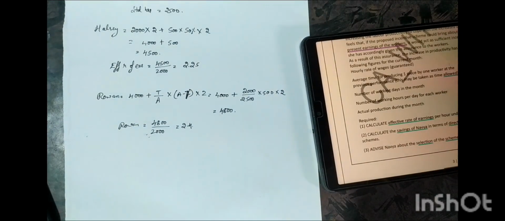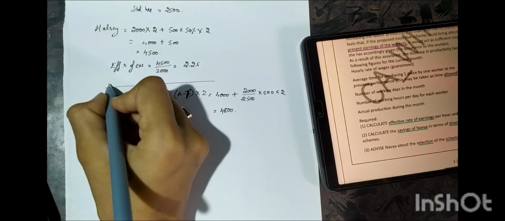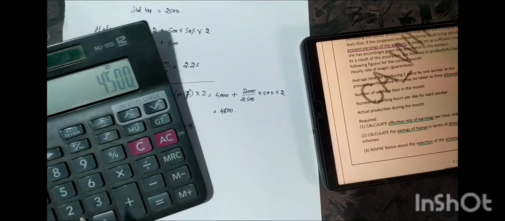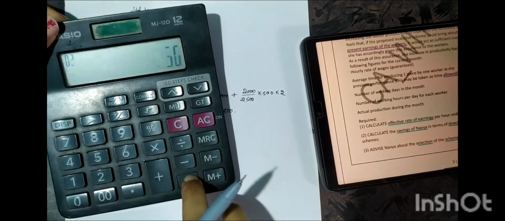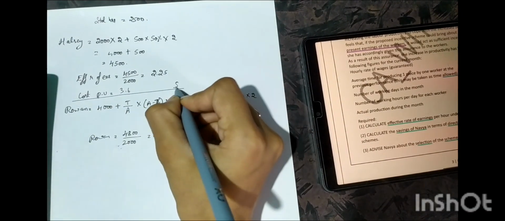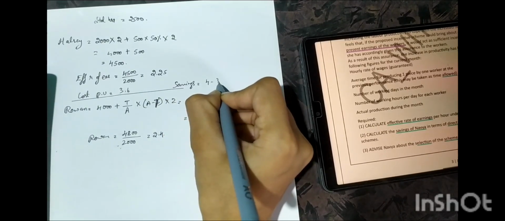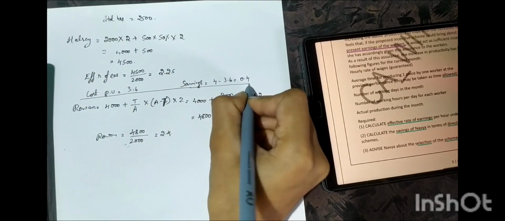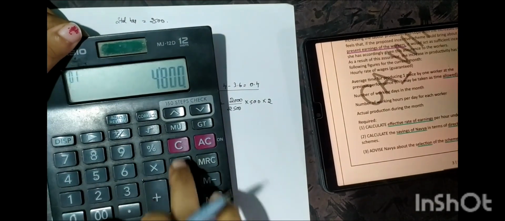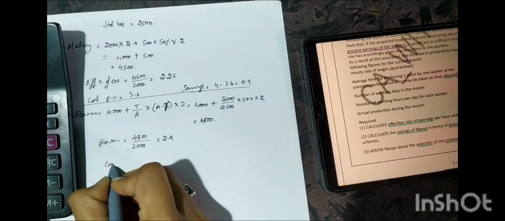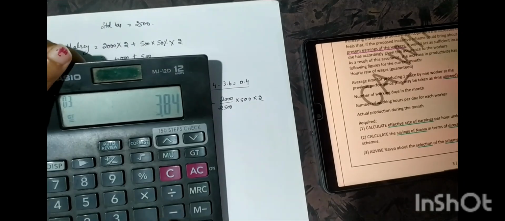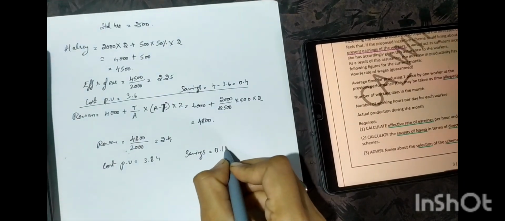But in the Halsey and Rowan schemes, the cost per unit is 4500 upon the units they have produced, which is 1250, so divided by 1250. So per unit the cost is 3.6. So what is the savings? Savings is 4 minus 3.6, it is 0.4, under the Halsey scheme. Whereas under the Rowan scheme the cost we are paying is 4800 upon 1250, so the cost per unit is 3.84. So the savings is again 4 minus 3.84, it is 0.16.